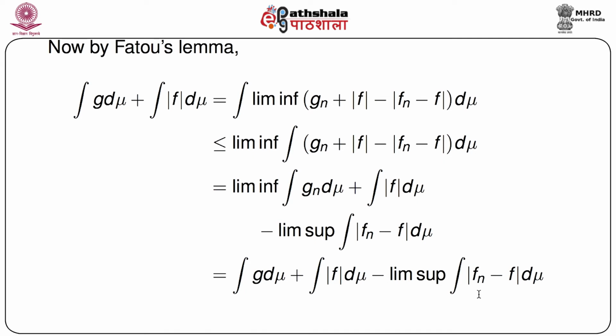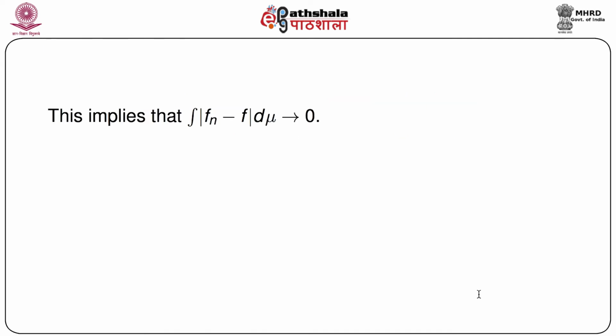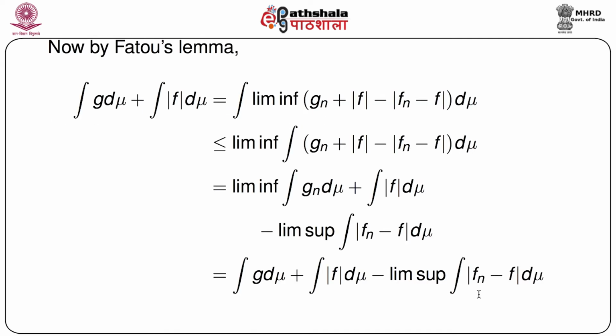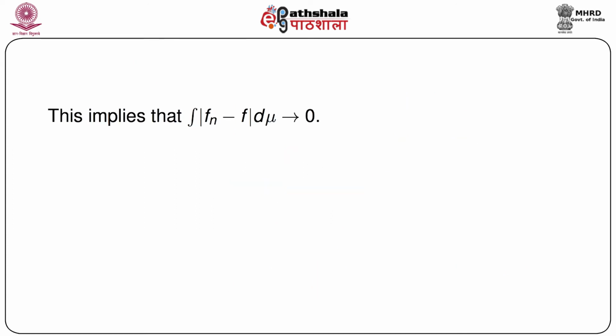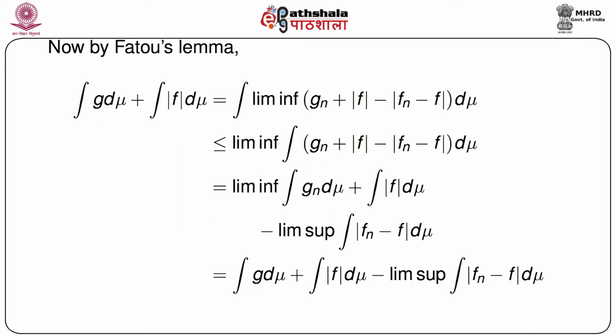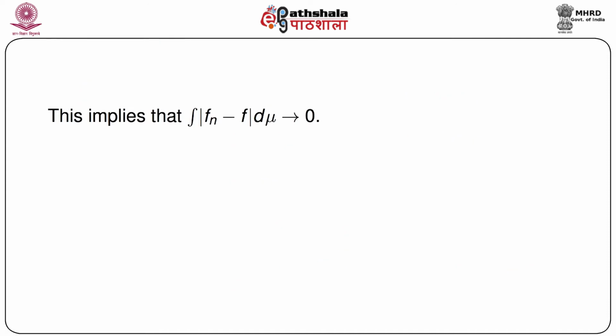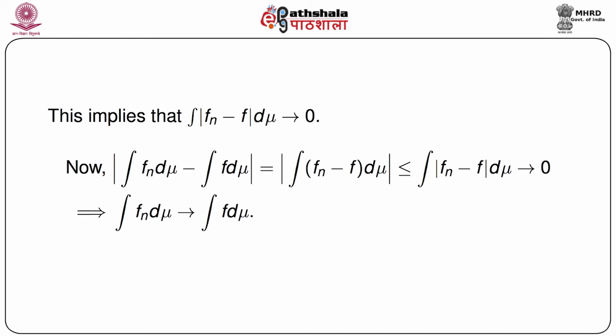This immediately says that the two terms on the left hand side cancel with the two terms on the right hand side, so the lim sup of the third term should be 0. That means the integral of mod f_n minus f d mu goes to 0.